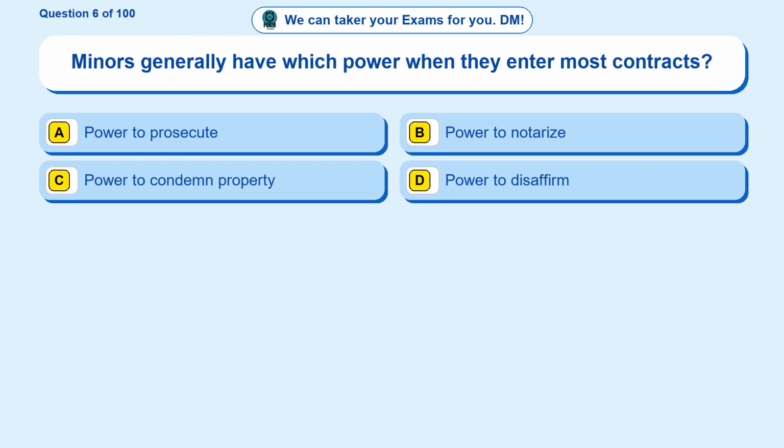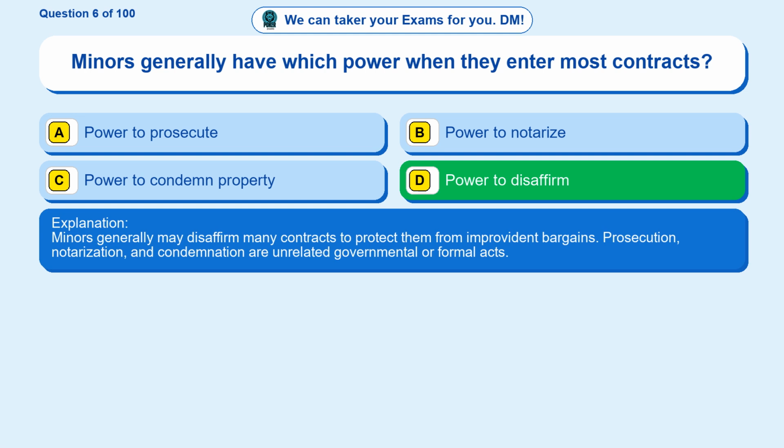Question 6. Minors generally have which power when they enter most contracts? Option A, power to prosecute. Option B, power to notarize. Option C, power to condemn property. Option D, power to disaffirm. The correct answer is option D. Power to disaffirm. Minors generally may disaffirm many contracts to protect them from improvident bargains. Prosecution, notarization, and condemnation are unrelated governmental or formal acts.